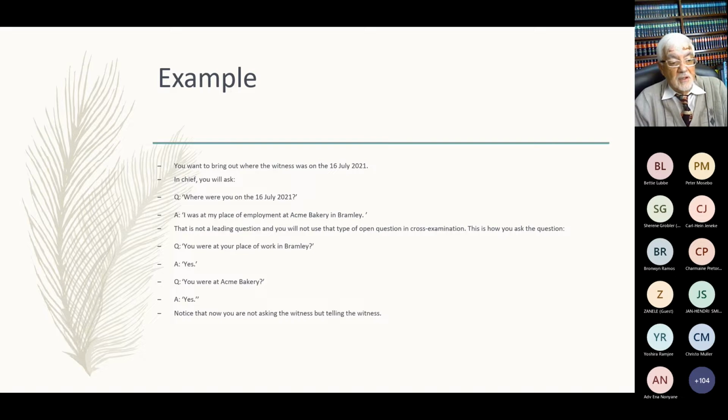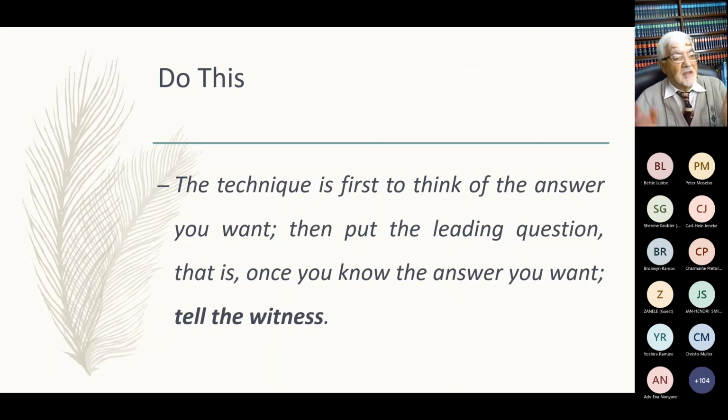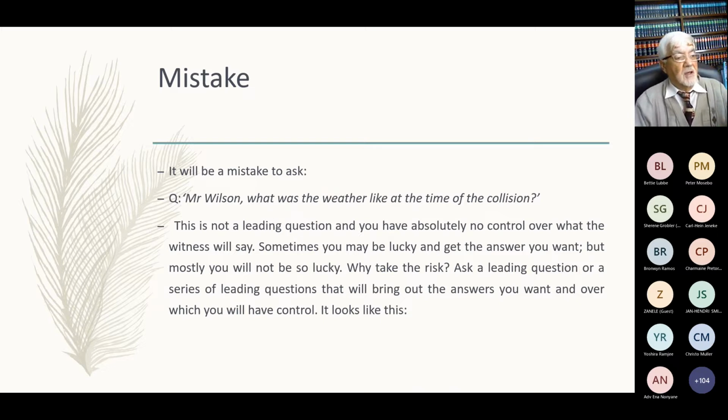Notice now that you are not asking the witness, but telling the witness. Do you see? That's how it's done. You're telling the witness. The technique is first think of the answer, then put the leading question. So think of the answer and then tell the answer to the witness. That's good cross-examination, okay? Now, it will be a mistake if you ask this question. Let's say it's a collision. Mr. Wilson, what was the weather like at the time of the collision? Now, that's not a leading question.